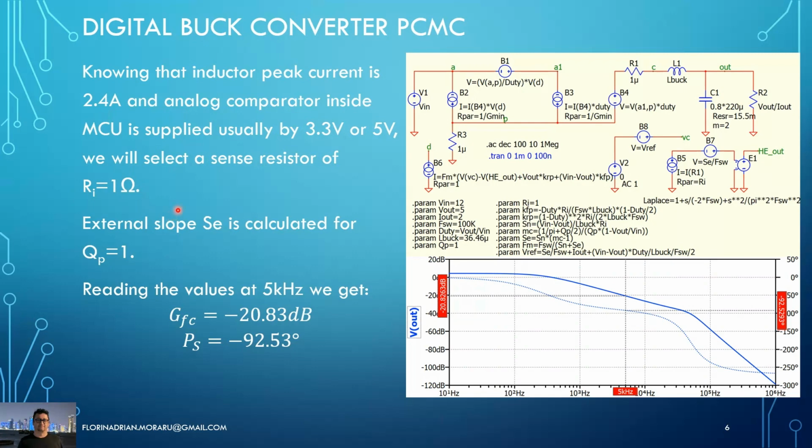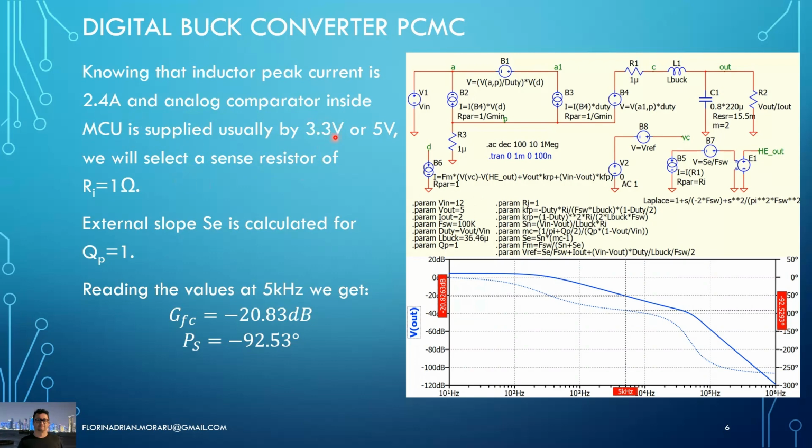So this will give us, let's say, a good resolution. Of course, one can use a much smaller current sense resistor. Let's say we want to compare only up to a maximum of 1 volt, but if we take 1 ohm for 2.4 amps, we will have 2.4 volt plus something from the external slope. So we will probably be closer to 2.7 or something.